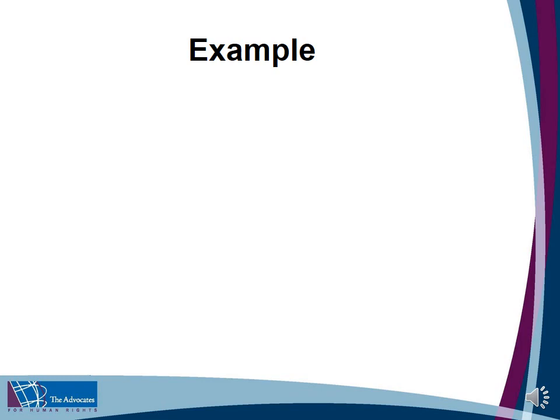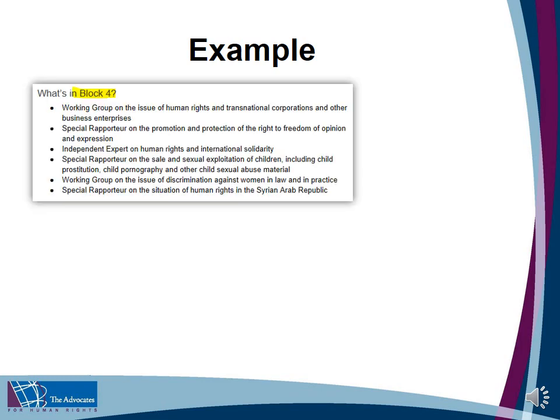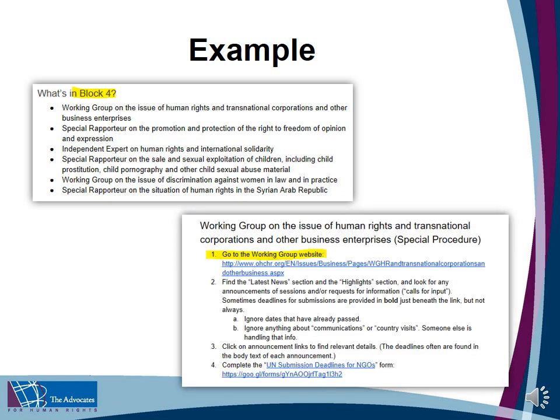So for our example, let's say we have Block 4, which includes the working group on the issues of human rights in transnational corporations and other business enterprises, which is one of the human rights mechanisms assigned to us in the block. So the first step is to go to the working group's website, and we can see that in step 1 of the guide, and the link is also provided for us.